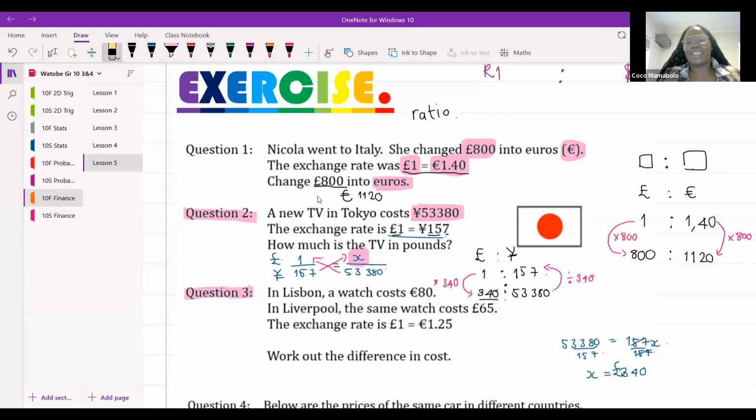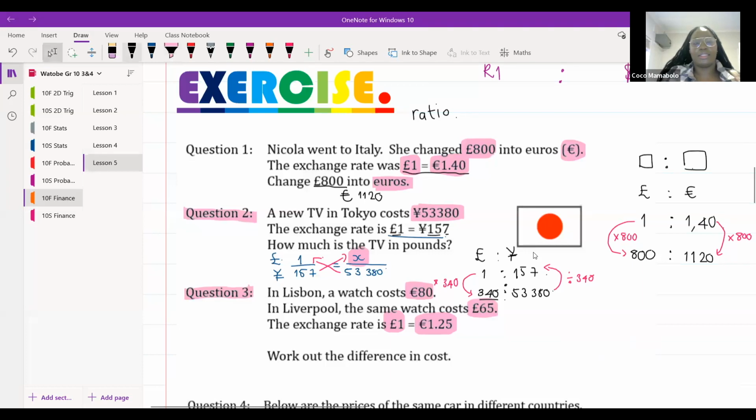Okay, let's look at this last one over here. It says, in Lisbon, a watch costs 80 euros. In Liverpool, the same watch costs 65 pounds. The exchange rate is 1 pound is to 1 euro and 25 cents. So who wants to set up this ratio or this price? Anybody? Jessica, yay.